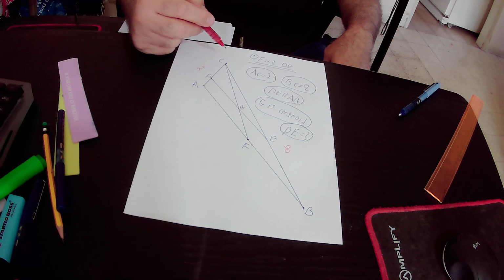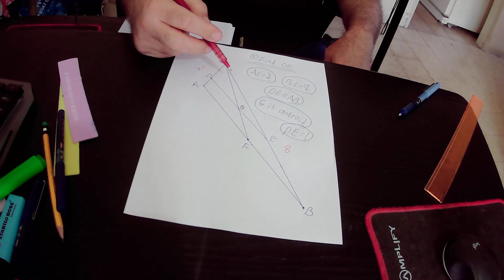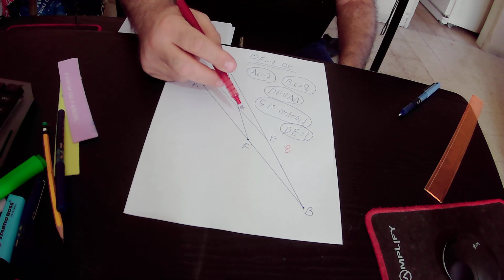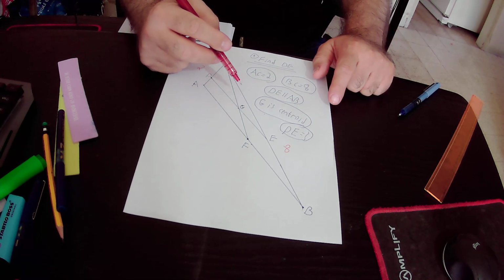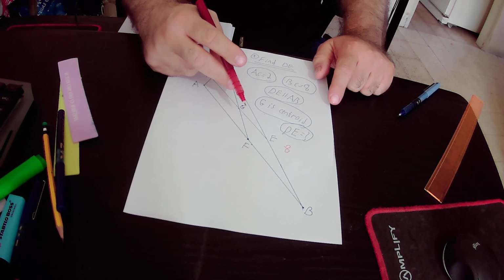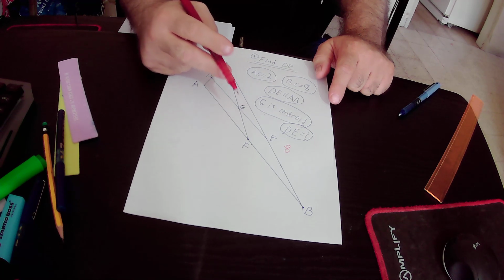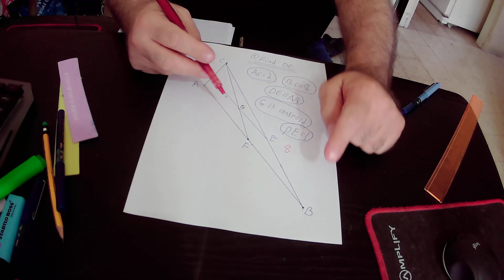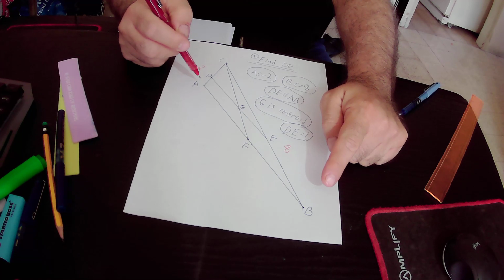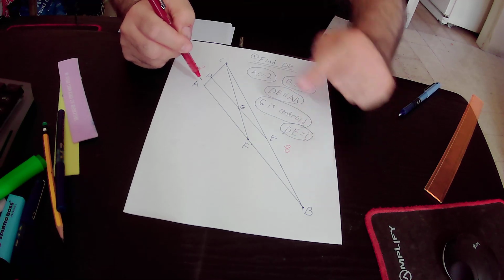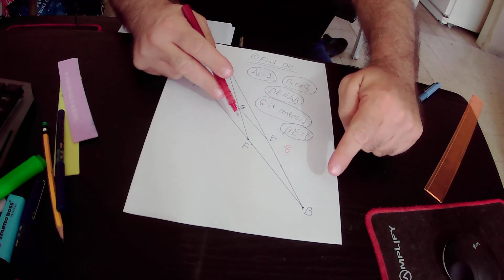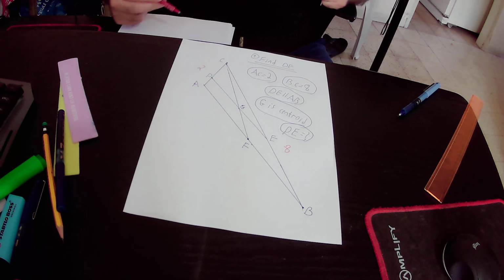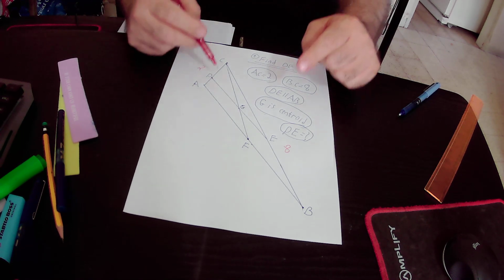So actually CF is the median of triangle ABC, that is to say, it bisects AB, or it divides AB into two equal parts, that is to say AF equals BF. Okay, we want to find out the value of DE.